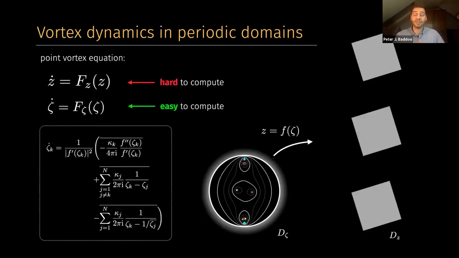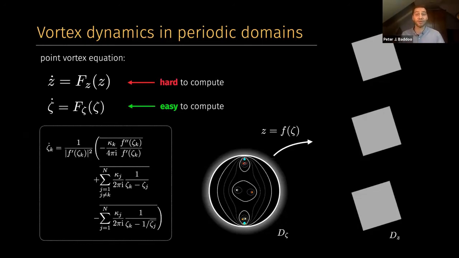If we're modeling discretized vorticity, we can construct something called the point vortex equation, which governs the trajectories of vortices in the physical domain. But computationally, the forcing in this point vortex equation is very difficult to compute because the forcing is actually the solution to a PDE, and the parameters are changing, the positions of the vortices are changing, so you have a new PDE to solve at each time step.